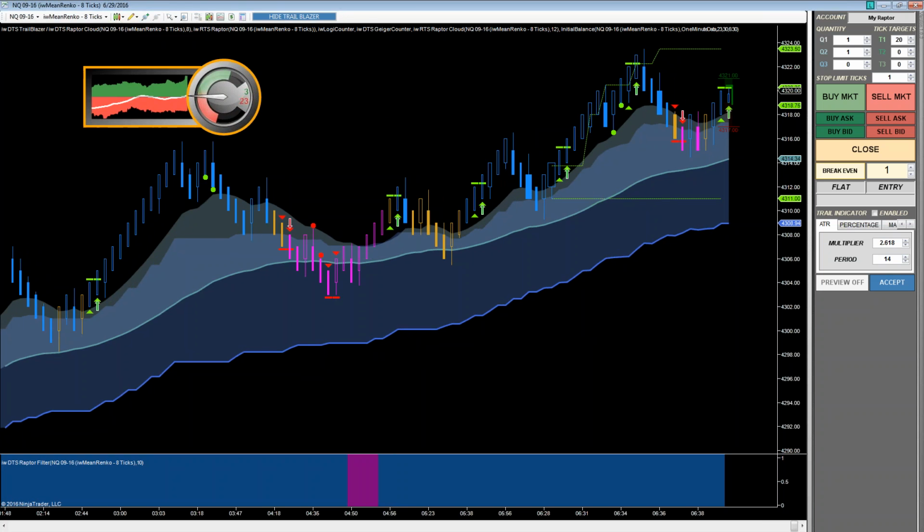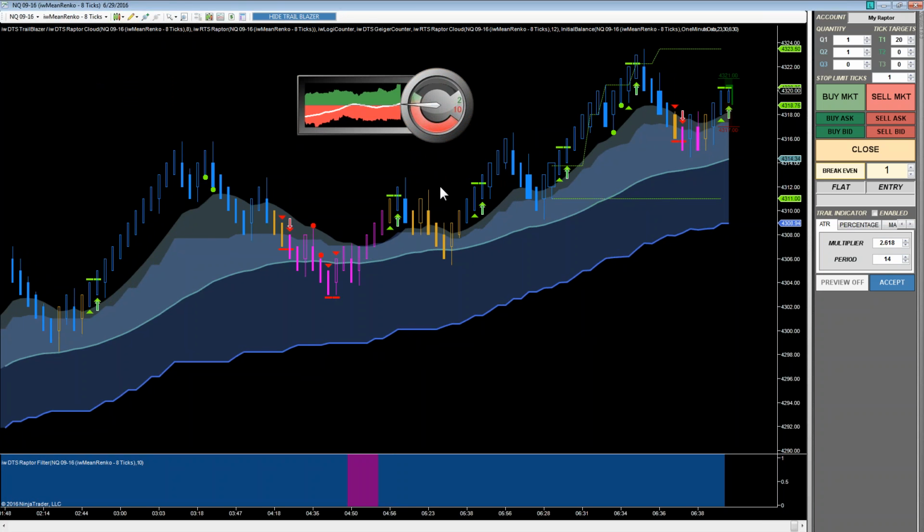We have a few add-on tools as well. These system add-ons, I'll just go over these quickly. These will work on any chart, not just a DTS chart. They will work on a 5-minute chart or a 500 tick chart or a volume chart or whatever you happen to be running. This tool here is called the Geiger Counter.